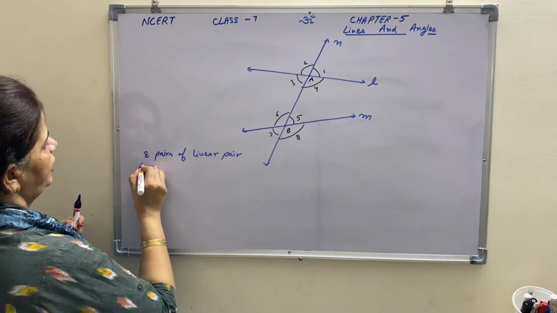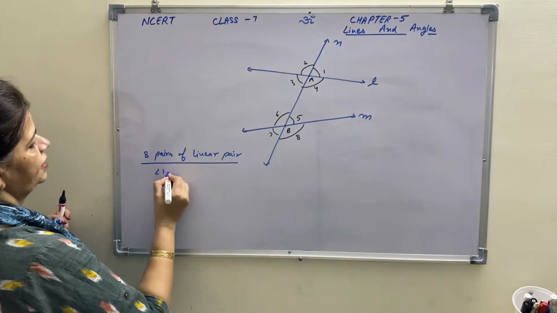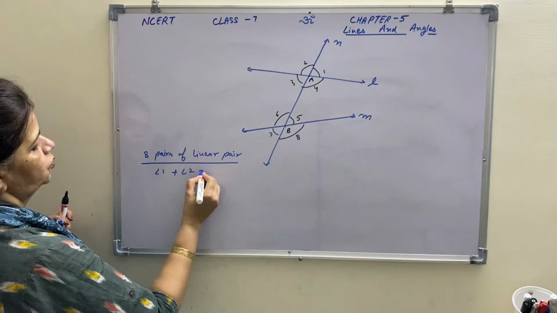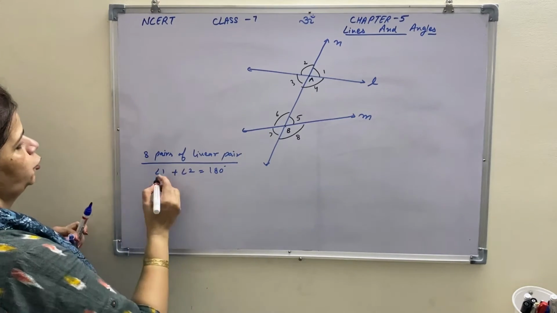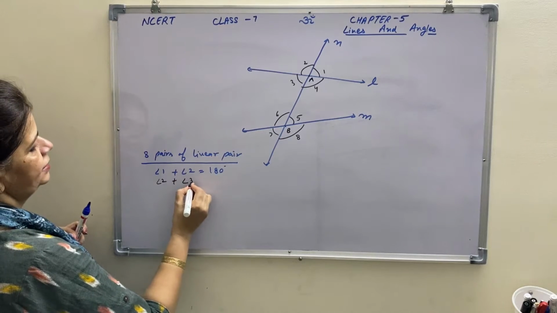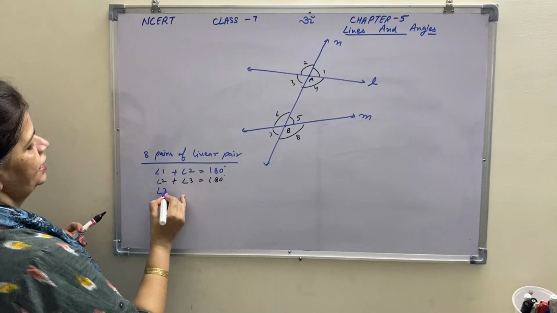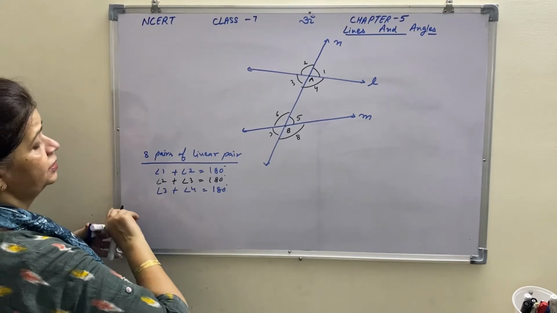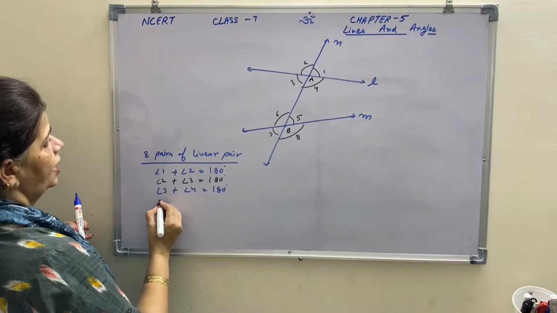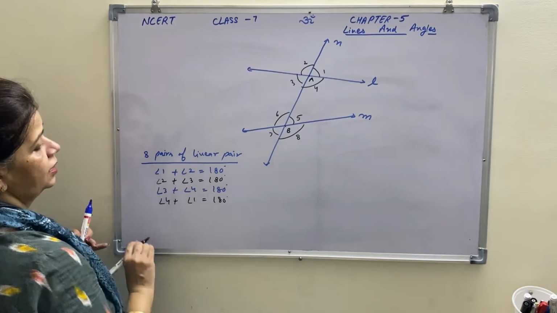Linear pair, you know that two angles which make a straight line. Number 1 is angle 1 and angle 2. They are making a straight line, 180. Then angle 2 and angle 3, they are also making a linear pair. Then angle 3 plus angle 4, and the last pair with these two intersections, I have angle 4 and angle 1. This is also a linear pair.